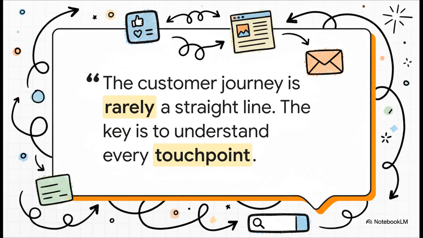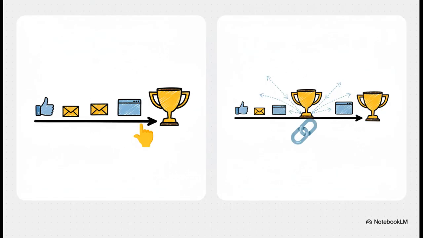The journey is never a straight line, and our job is to understand how all those pieces fit together. So, how do you give credit where credit is due? Well, the old school way is called single-touch attribution. It gives 100% of the credit to the very last thing a customer did before buying. It's like only giving credit to the striker who scored the goal and totally ignoring the rest of the team who passed them the ball.